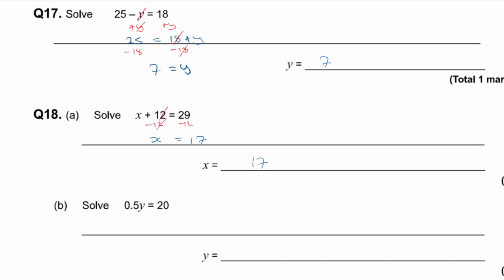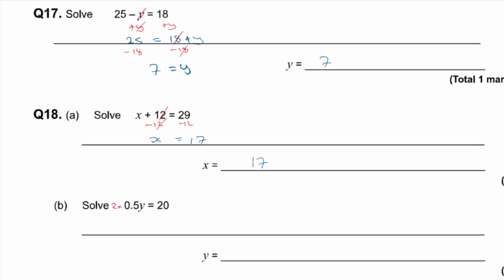Question B, solve 0.5y is equal to 20. Well, 0.5y is like half y, isn't it? Half of y is equal to 20. Now, how can I get y back from half y? I need to double it, don't I? So in this one, I'm going to have to multiply that side by 2 to get y again.